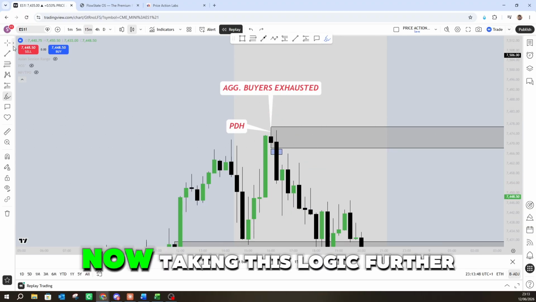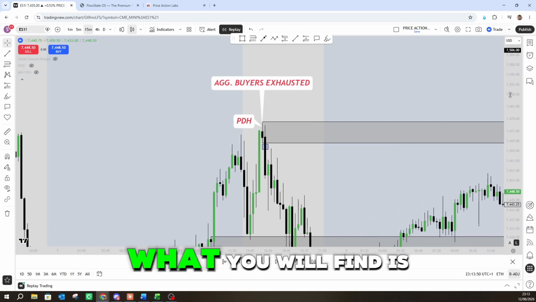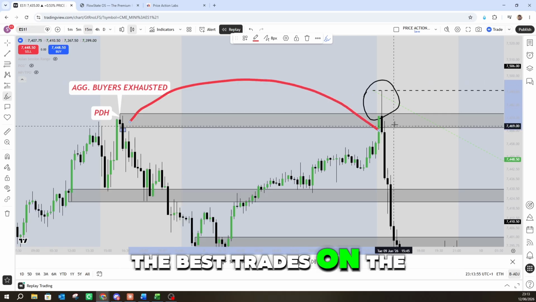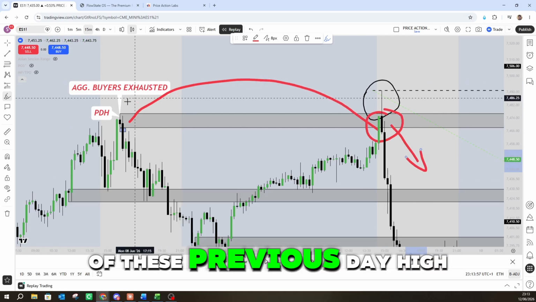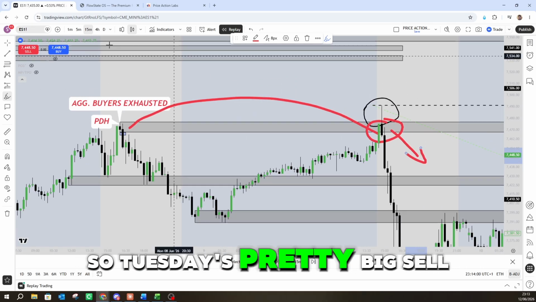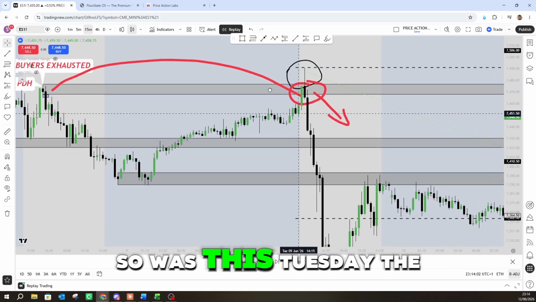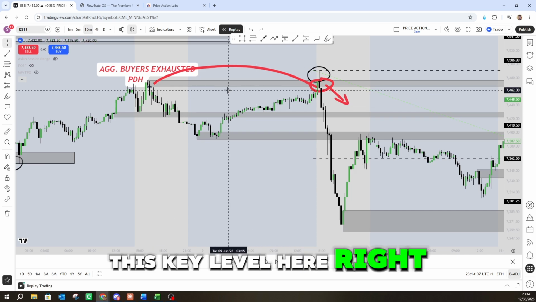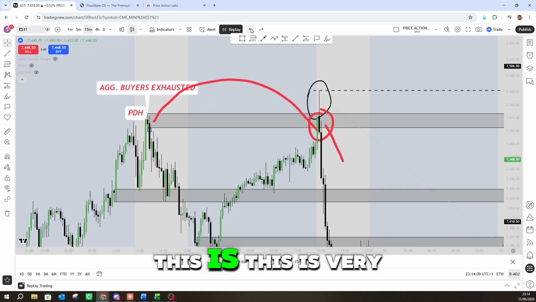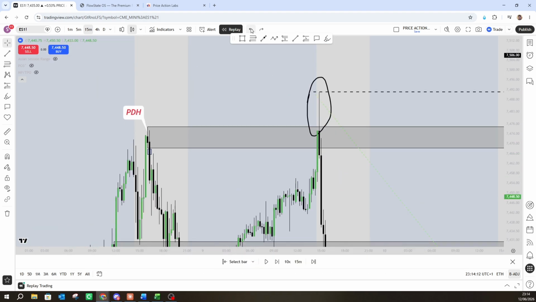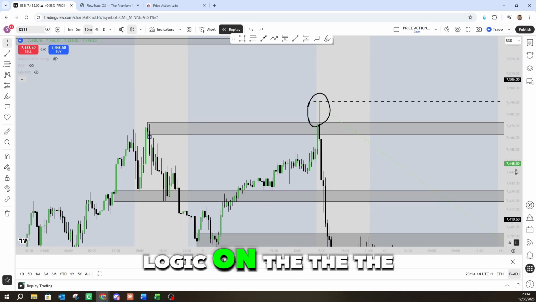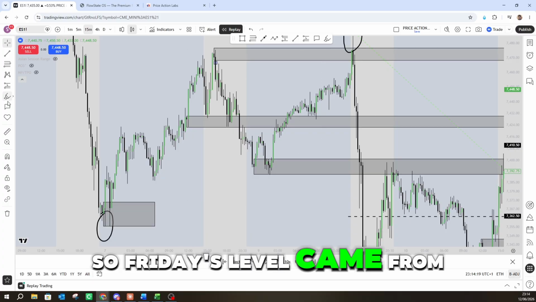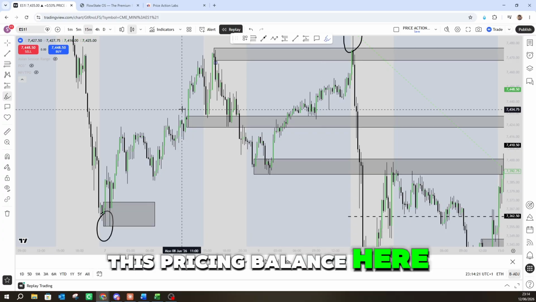Now, taking this logic further, what you will find is this: the best trades on the following day will come from one of these previous day high areas. So Tuesday's pretty big sell-off of the week, it was this Tuesday the 9th, came from this key level here. Previous day high, price imbalance. This is very important to understand. This is going to come into play in the Friday trade, which I'm going to break down. Friday's level came from this price imbalance here.